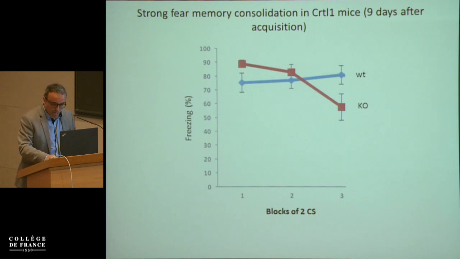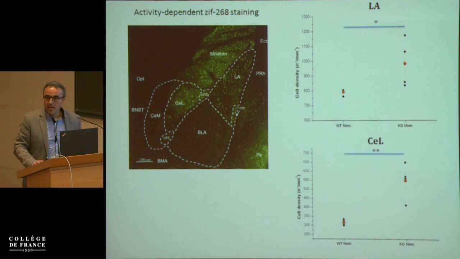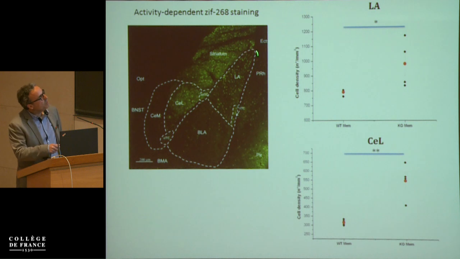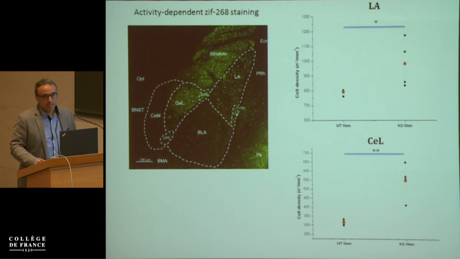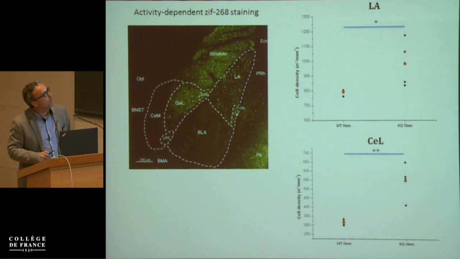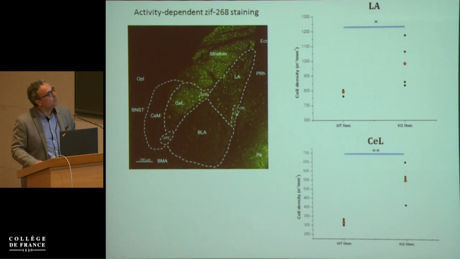We also analyzed, using this activity marker ZIF268, the activation in the different parts of the amygdala in response to the sound. And it's interesting that, in agreement with the trend for an increased freezing in the knockout, we could see a stronger activation in the knockout versus the wild type. So this seems to suggest that the learning has caused a stronger trace at the level of the amygdala.